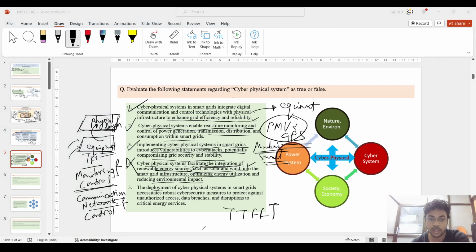This is not the importance or facilitation procedure or provider to this integration of the renewable energy sources. Are you getting my point? Still doubt on that? Are you getting my point, Gokul?